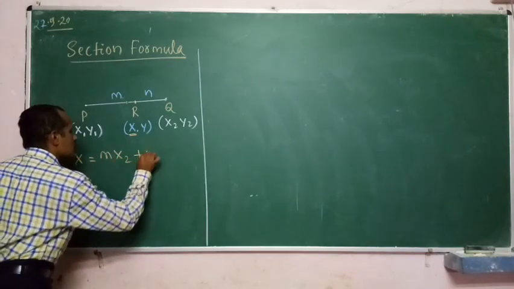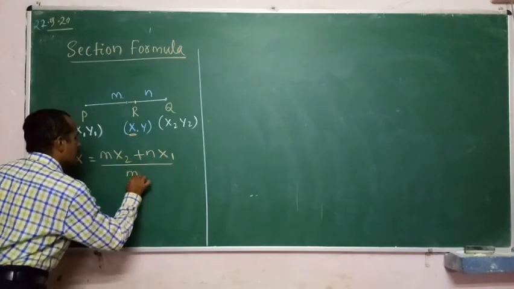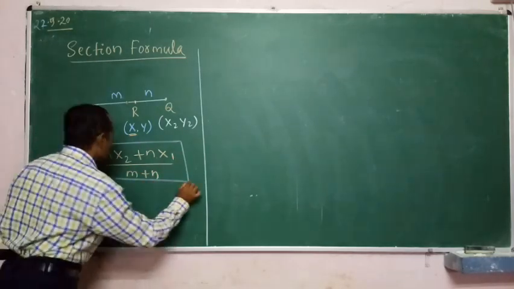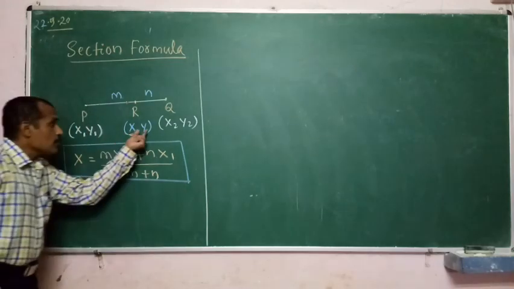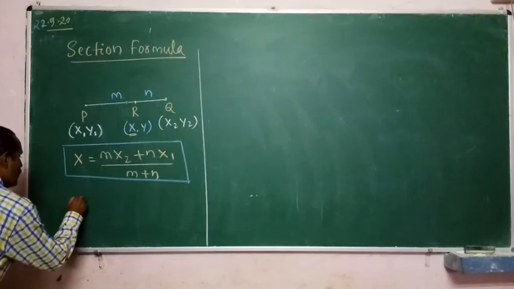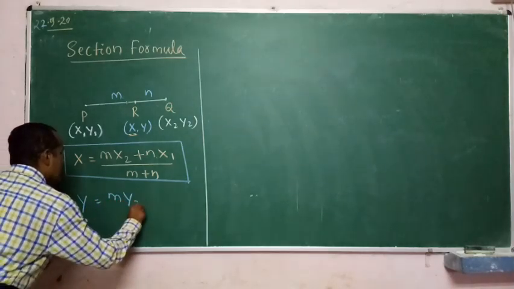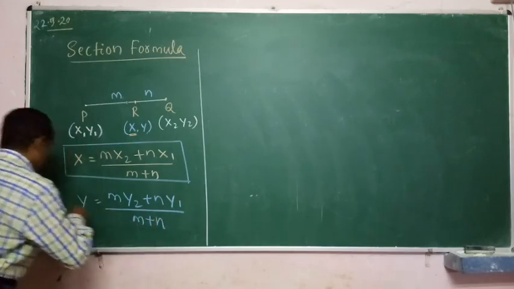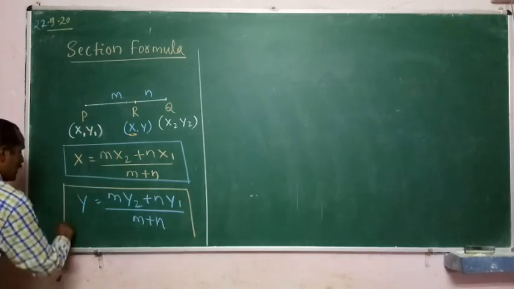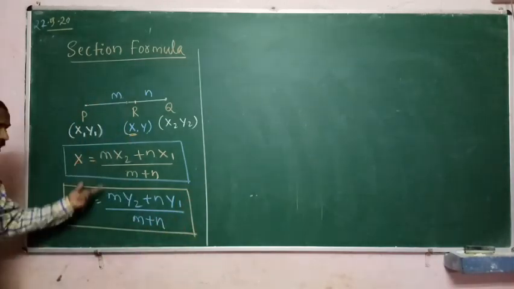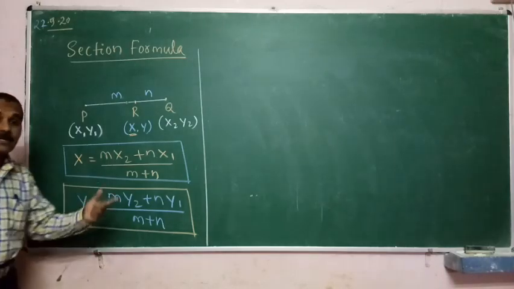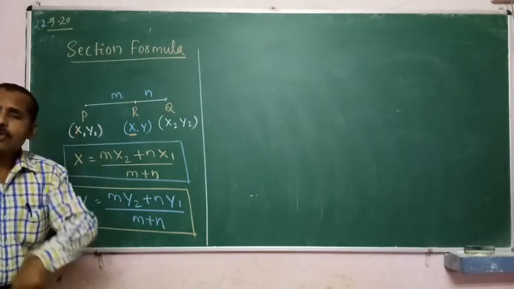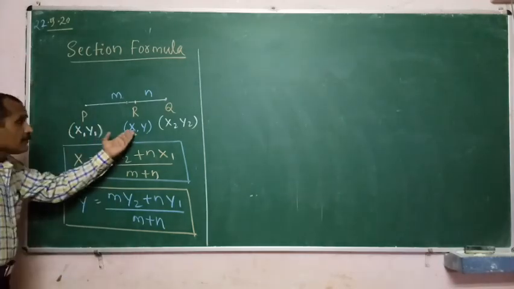x equals mx2 plus nx1 divided by m plus n. This is the formula to find the value of x. And the formula to find the value of y is y equals my2 plus ny1 divided by m plus n. This is the formula to find the value of y. So the formula is generated to find the value of x and y. But it is not necessary that they should always ask you the value of x and y. They can give you x and y.